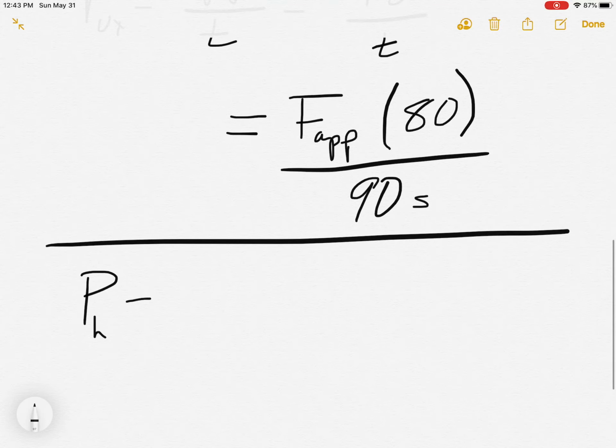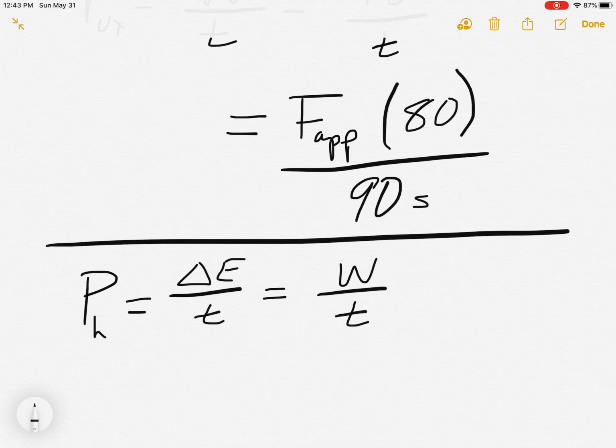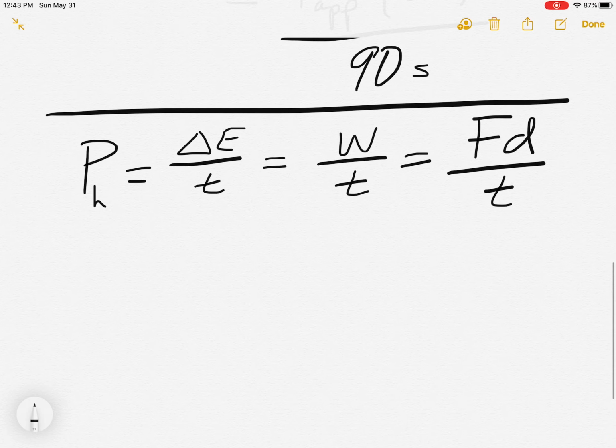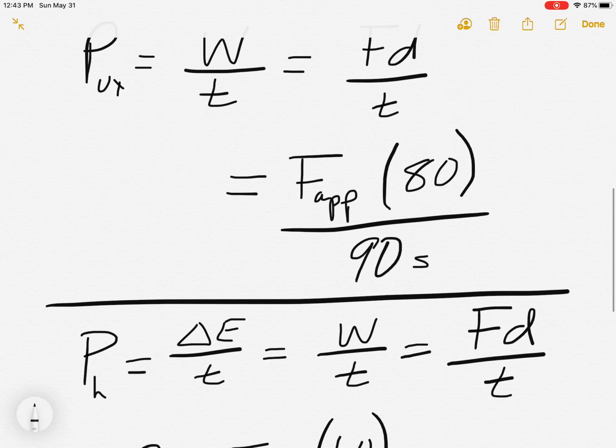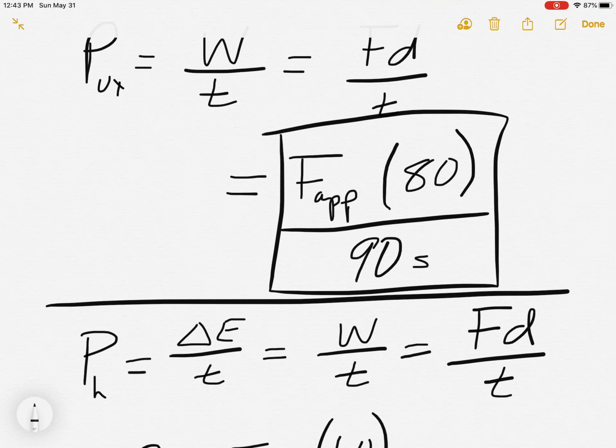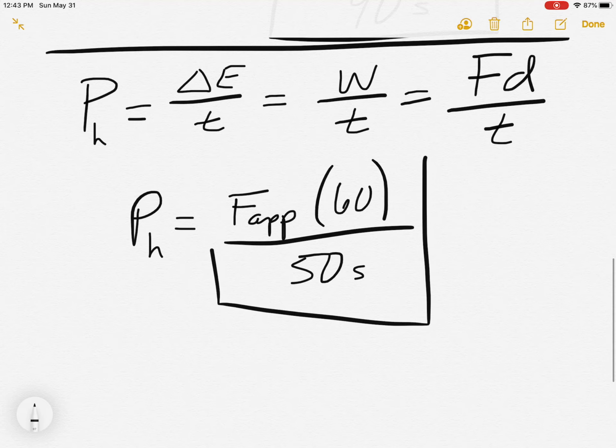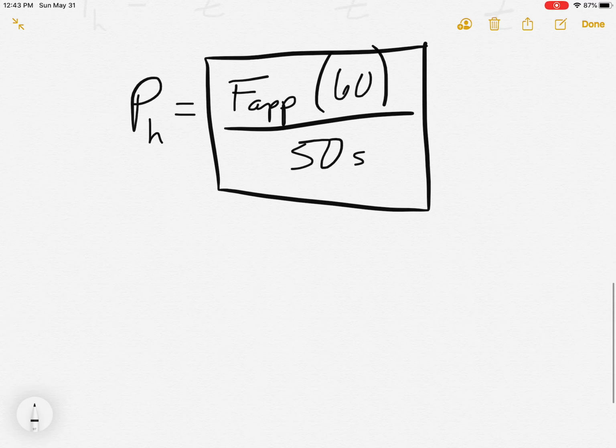Then if we do the same thing for the power of the horse, it's again the change in energy over time. But change in energy is the same as work, and that's the same as force times distance over time. So for the horse, the power is the same applied force times the distance the horse is able to go, which is 60 meters, and the time, which is 50 seconds. So now here's what we have. We have this for the power of the ox, and this right here is the power of the horse.